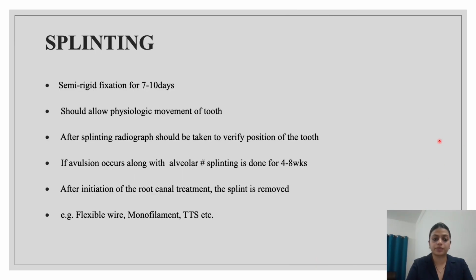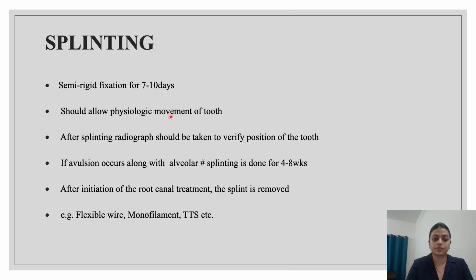So splinting is done usually in the first visit, that is the emergency visit. The kind of splint which is required is a semi-rigid splint, the reason being that physiologic tooth movement is required. So it is done for 1 week. That depends on the type of injury. For avulsion, splinting should always be done for 1 week, that is 7 to 10 days, not more than that.